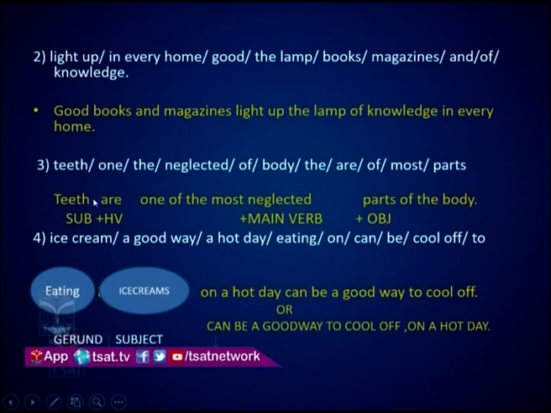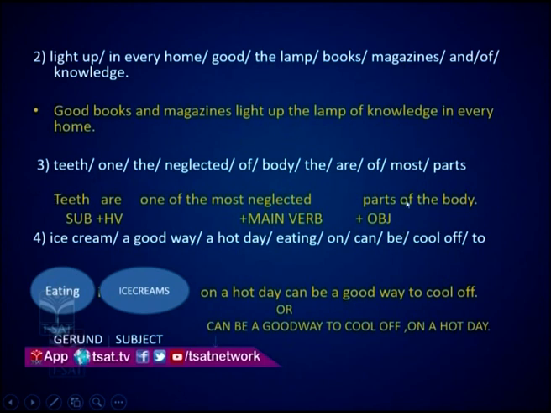So, let me repeat once again. When there are two or more nouns, go for the smaller one. Body is the bigger picture. Teeth is the part of the body. So, whenever two nouns are there, go for the smaller one. Let us start the sentence with teeth. You can get the sentence like this.